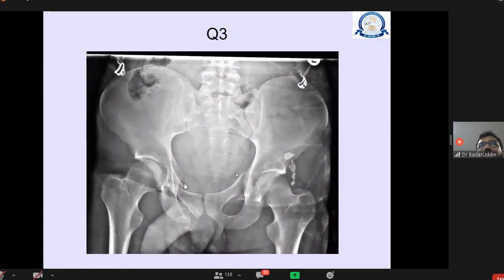But see, these injuries are not that severe to cause bleeding. But in these injuries the spikes of these fractures are sharp, so they can damage the bladder, and they can injure the urethra.